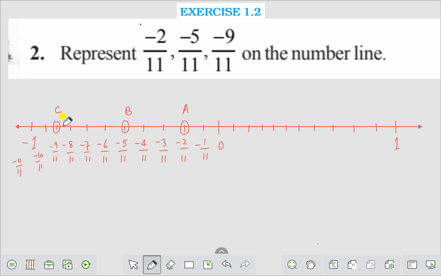Here you see this is the negative side and this is the positive side. That is, point A represents minus 2 by 11, that is from 0 to here is minus 2 by 11. And from this point, minus 5 by 11, that is from 0 to this distance is minus 5 by 11. And this one C, that is minus 9 by 11, from 0 to here it is minus 9 by 11.